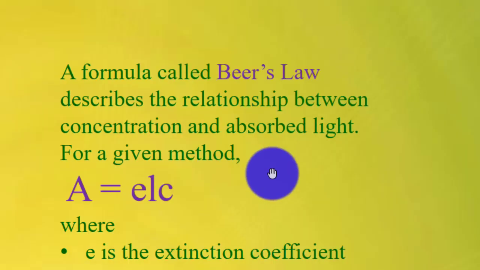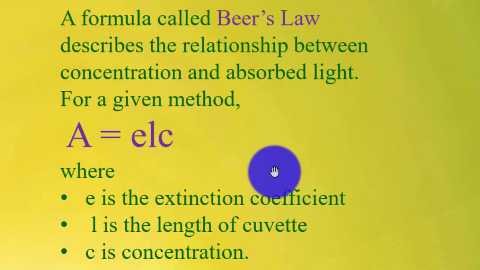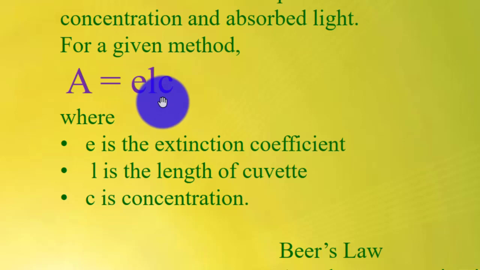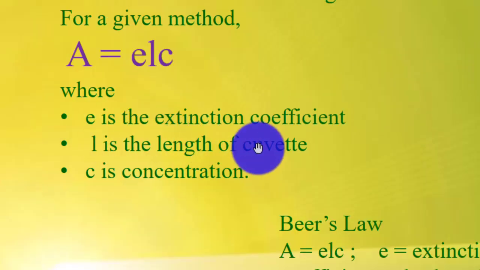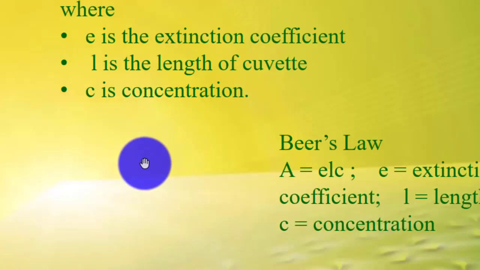A formula called Beer's law describes the relationship between concentration and absorbed light for a given method: A equals E multiplied by L multiplied by C, where E is the extinction coefficient, L is the length of the cuvette, and C is the concentration. Beer's law.